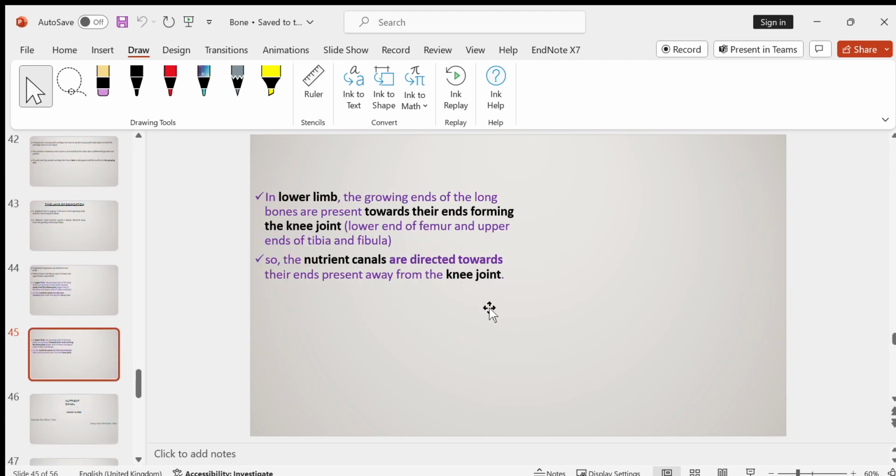The lower limb has an opposite pattern. In the lower limb, the growing ends of the long bones are present towards their ends forming the knee joint. So the lower end of the femur and the upper end of the tibia and fibula are the growing ends. Hence, the nutrient canals are directed towards their ends which are present away from the knee joint.